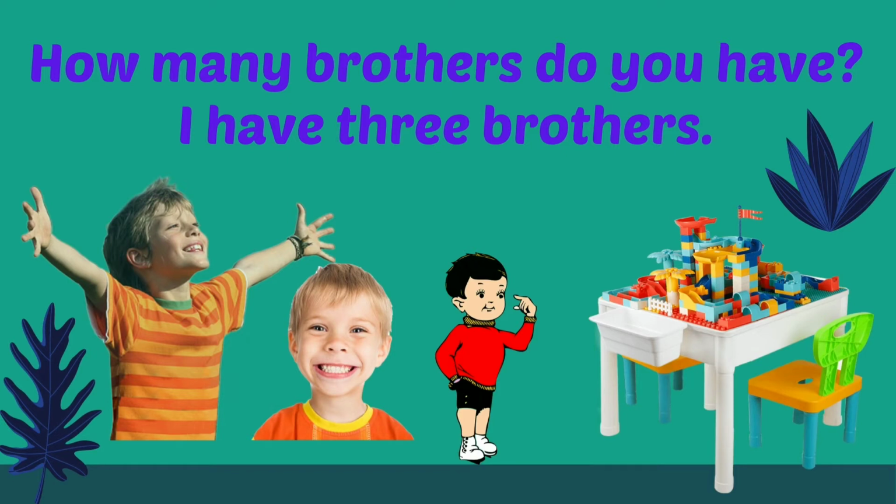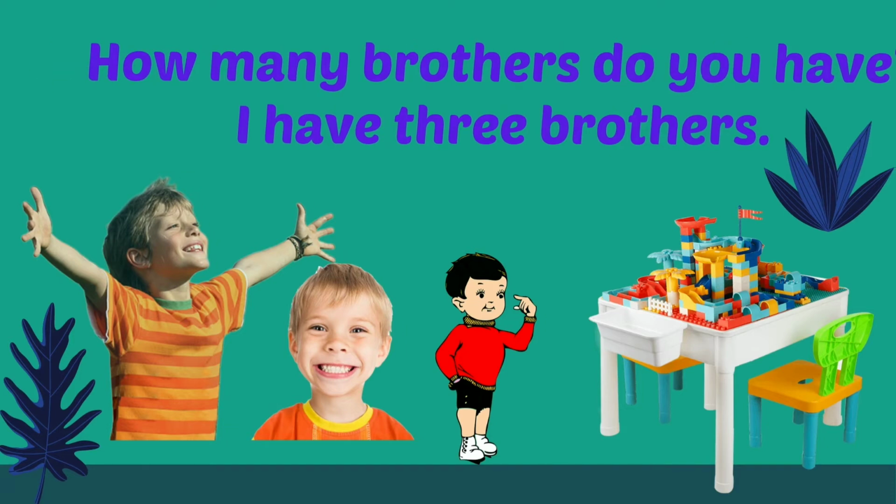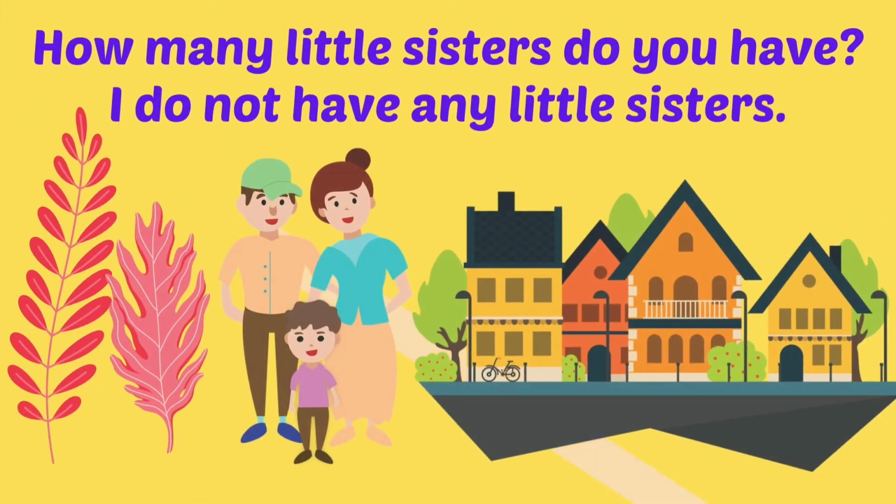And then for the second example, how many brothers do you have? We need to use do because the subject in this question is you. I have 3 brothers. In here you can see that we need to use have in the answer because the subject is I. I have 3 brothers.